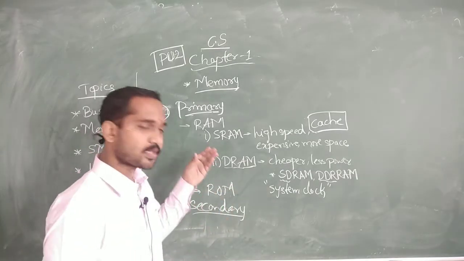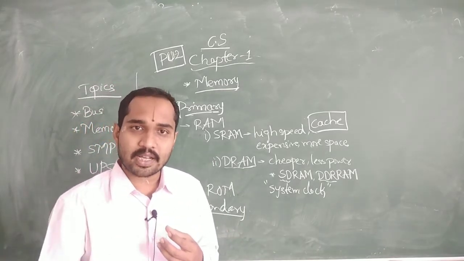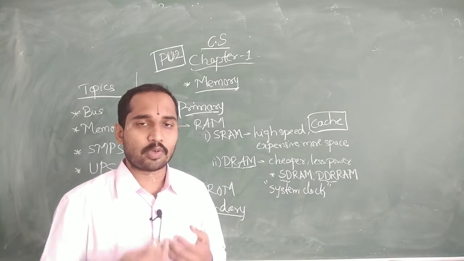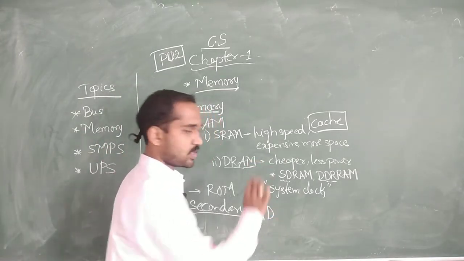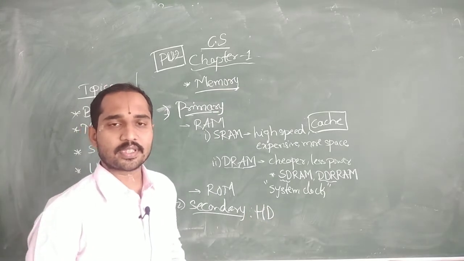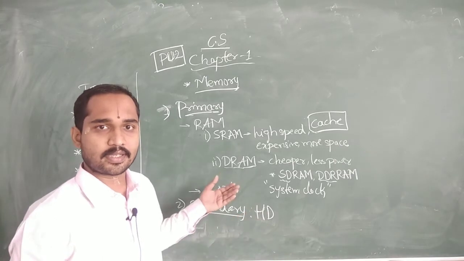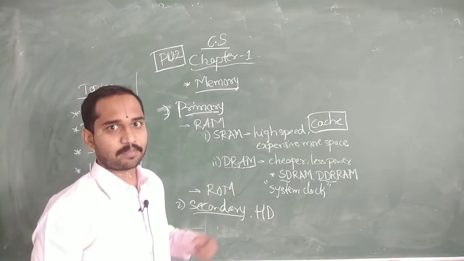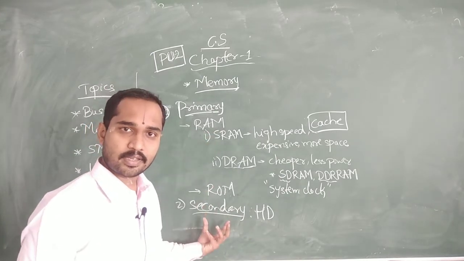Okay, and hence we always go for the secondary memory, where we can have the backup, where we can store a huge amount of data, mainly your HD, hard disk drives. Okay, your hard disk drives, your floppy disk drives, your SD cards, USBs, etc. are used in the secondary memory. Okay, so this forms the part of the primary memory and the secondary memory.